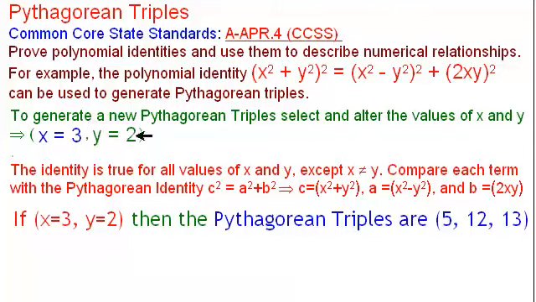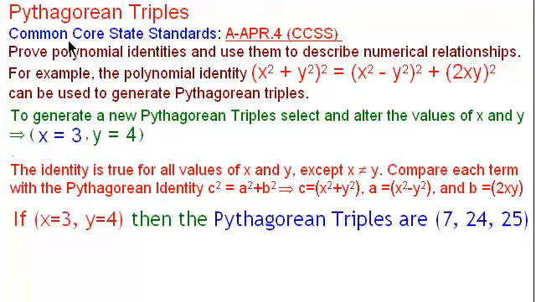Let us say if I change this to 2, so I get 5, 12 and 13. If I change the y value to 4, I get 7, 24, 25. All these different Pythagorean triples can be generated by using the polynomial identity, which is given here as x square plus y square, quantity square, is equal to x square minus y square, quantity square, plus 2xy, quantity square.